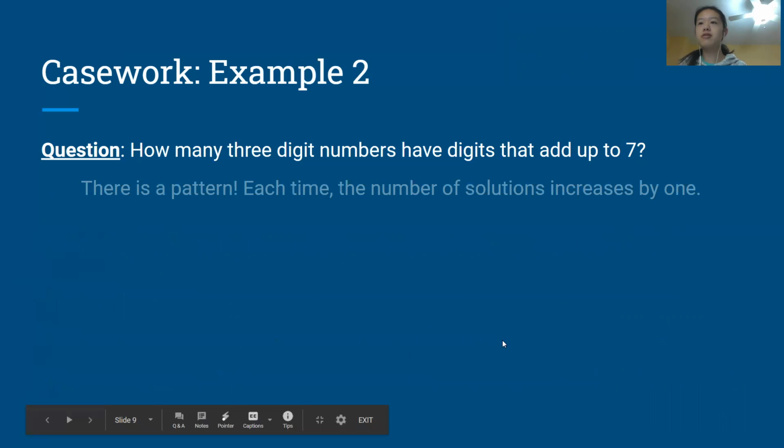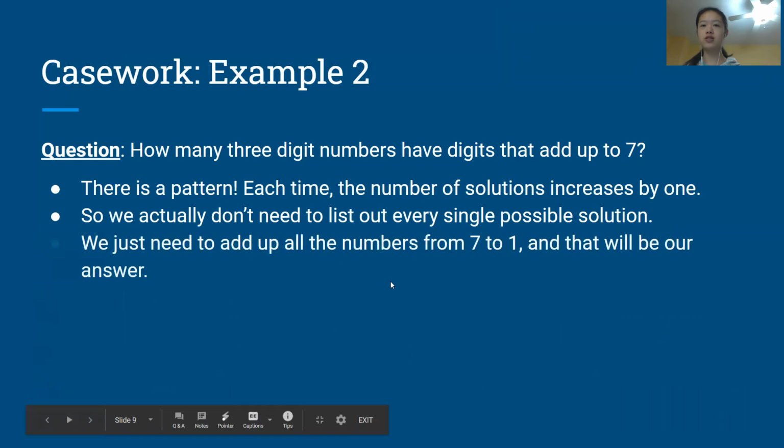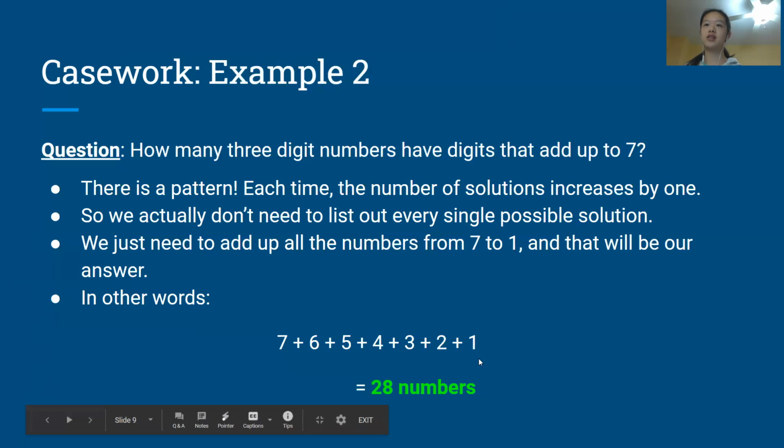So really, we don't need to list out every single possible solution. We just list out a couple, and then we can see, oh, there's a pattern. And then we can just add up all the numbers from 7 to 1, and that will be our answer. So 7 plus 6 plus 5 plus 4 plus 3 plus 2 plus 1 is 28, and that's our answer.